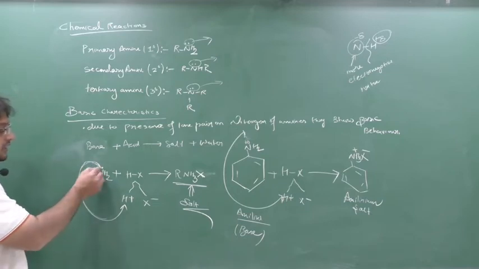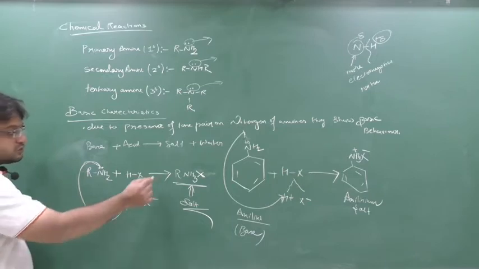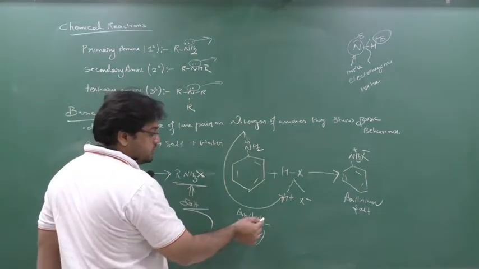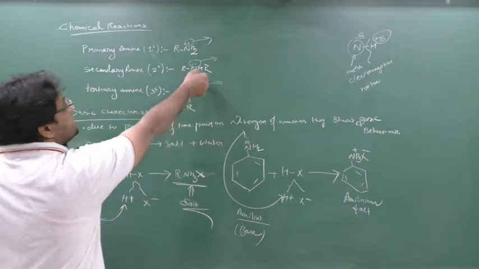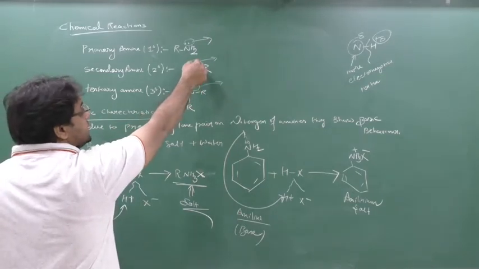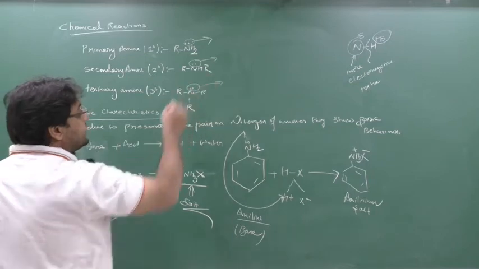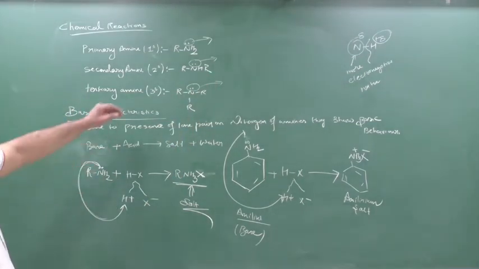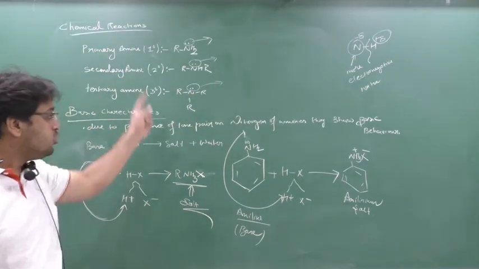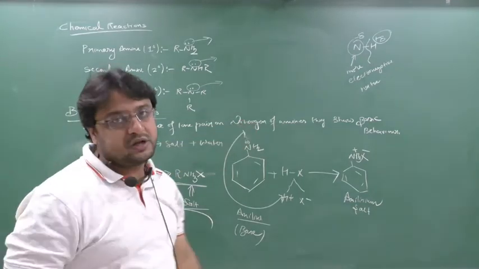You can see here they are donating the lone pair to generate a salt. Similarly, if I react with secondary amine, this lone pair will be donated to generate a salt. Similarly, this amine also will donate its lone pair to generate a salt. Means these all are acting as a base due to what? Lone pair on the nitrogen of amine. So they are showing the basic behavior.